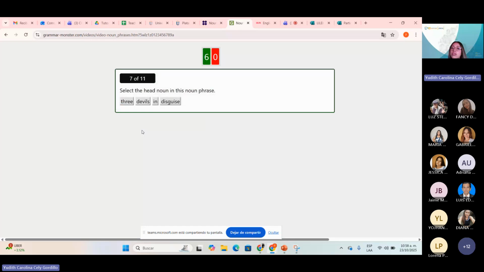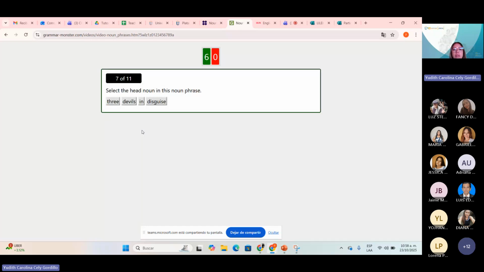The next one is the same. What is the head noun in this noun phrase? 3D balls in this way. Balls. That's right, you did a good job.